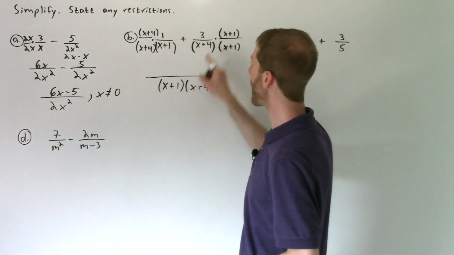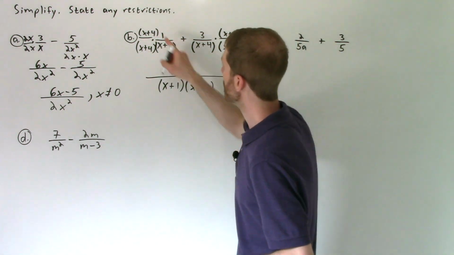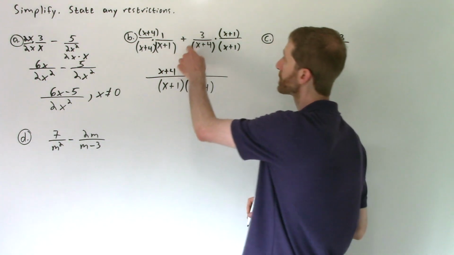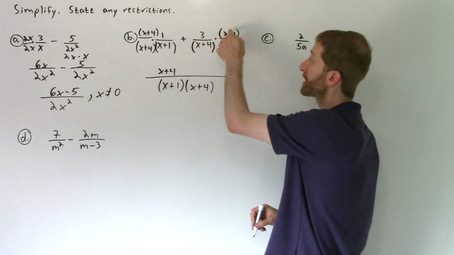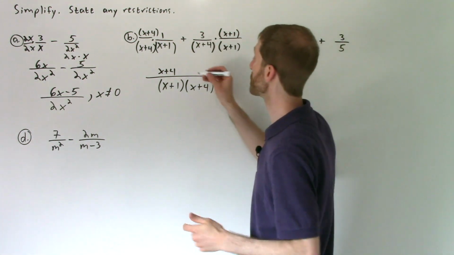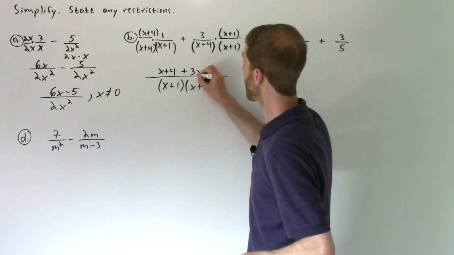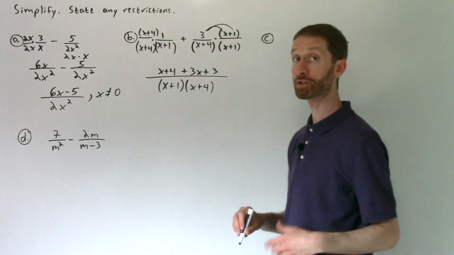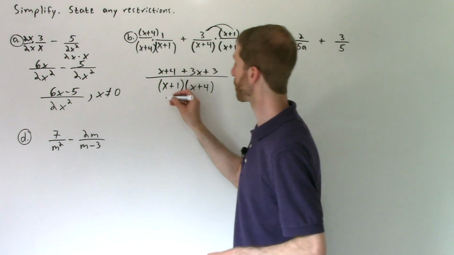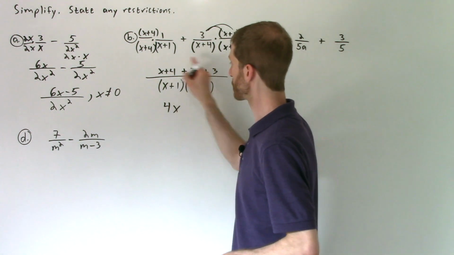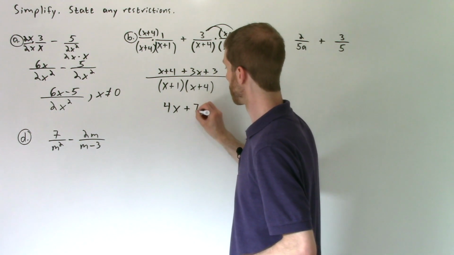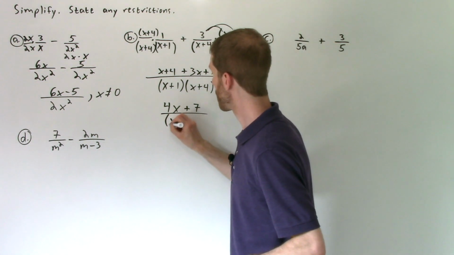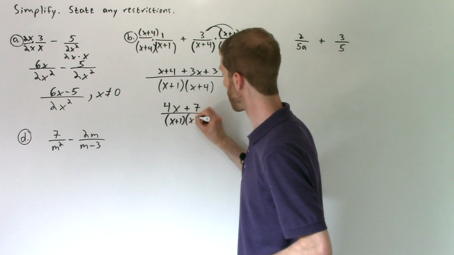And now we're going to combine what's going on in the numerators. So I've got x plus 4 times 1 is x plus 4. Plus, I'm going to distribute here. 3 times x, 3 times 1. So 3x plus 3. That's just, again, distributing right here. And now all I have to do is combine the like terms. So I end up with 4x, 3x and x, and then 4 plus 3. So I get 4x plus 7 all over, keeping that denominator, x plus 1 times x plus 4.